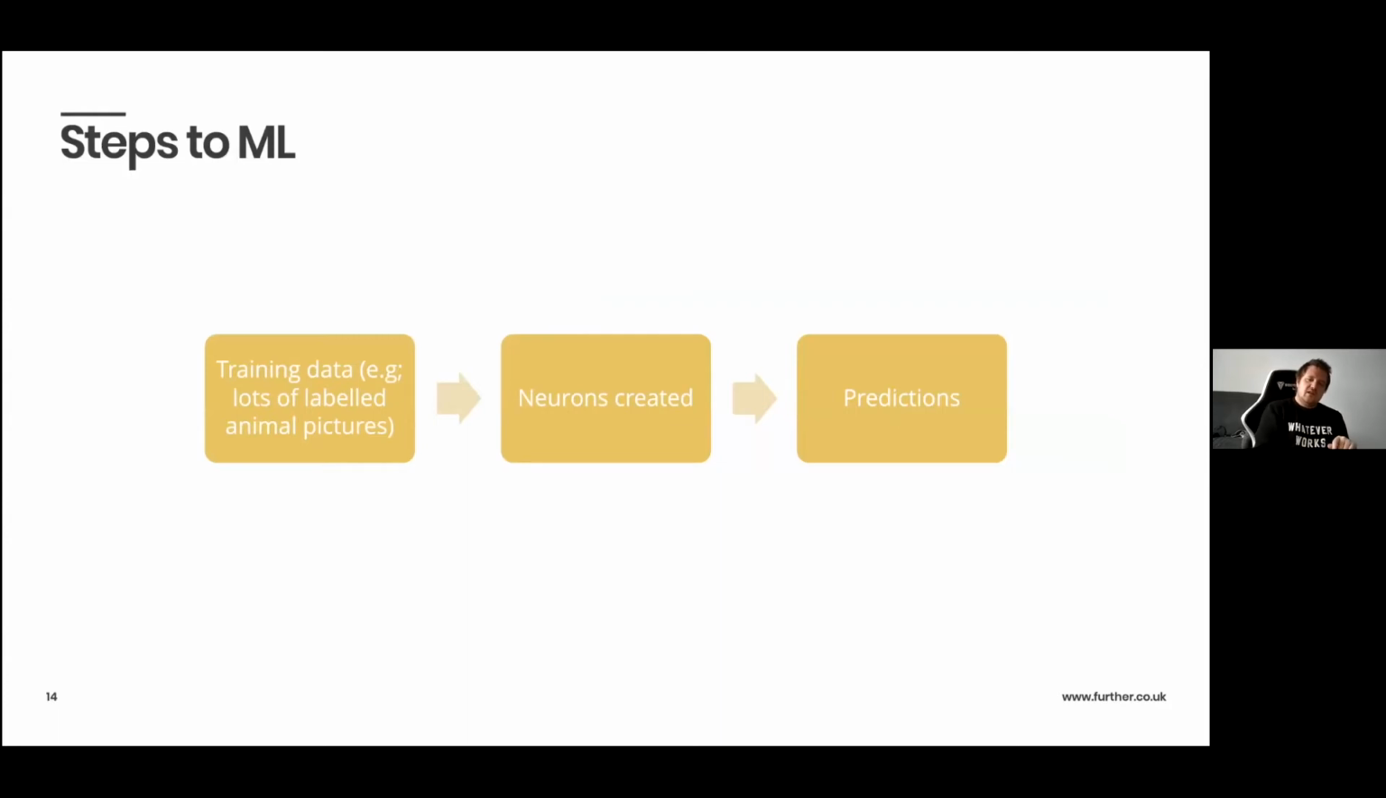So the way machine learning conceptually works is the same way that a human being learns, right? You see lots of dogs, you see lots of foxes, you learn the difference between the two, and then you're able to recognize a dog from a fox normally.